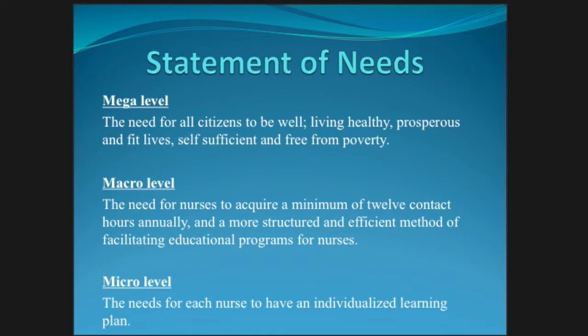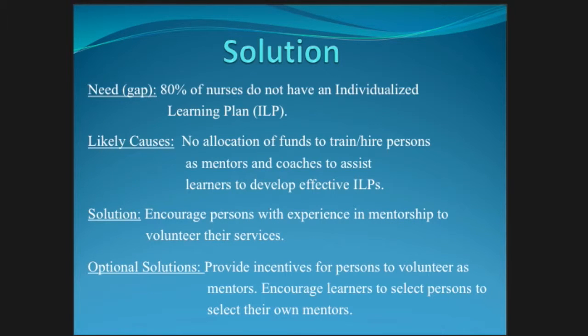Guided by Kaufman's problem-solving model, as described in Kaufman and Guerrero-Lopez 2013, several possible solutions were isolated and a selection was then made based on the solutions considered more appropriate and advantageous. For example, one of the identified gaps for the C&E department is that 80% of nurses do not have an ILP. The likely cause is no allocation of funds to train or hire persons as mentors and coaches to assist learners to develop effective ILPs.